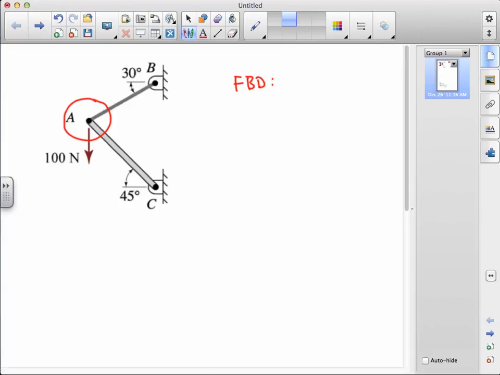In preparation for drawing our free body diagram, we note that we have one external force in the form of the 100 Newton load, and we're also cutting through members AC and AB where the enveloping surface passes through those elements. We'll draw a point representing A and sketch portions of elements inside the enveloping contour. Here first is our 100 Newton load.